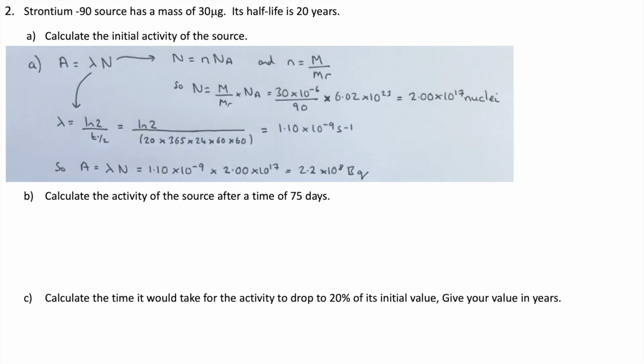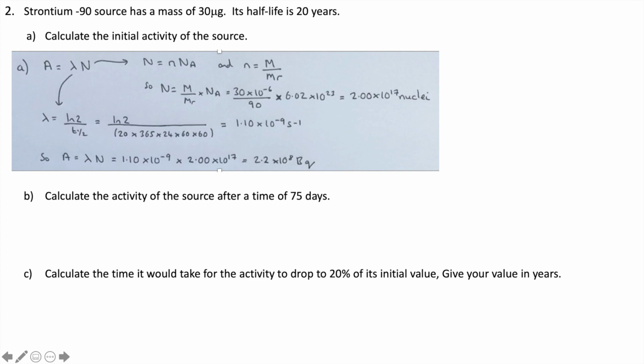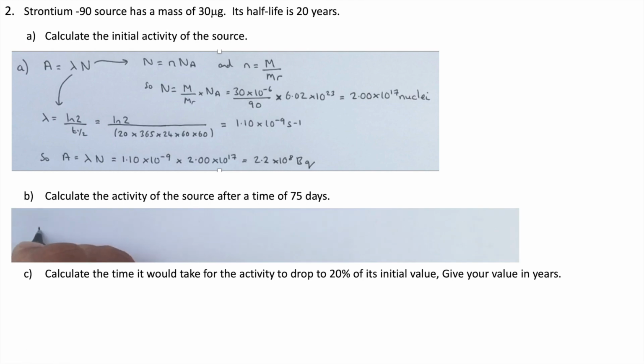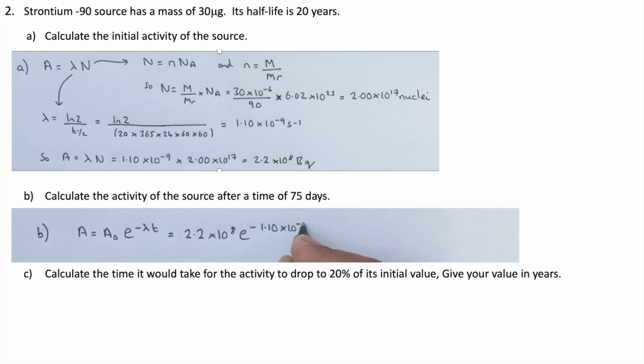So part B asks us to calculate the activity of the source after a time of 75 days. So we can just use the equation A equals A naught e to the minus lambda t. Remembering we must match the units of time and the decay constant. Our decay constant is in seconds to the minus 1, so we need to convert 75 days into seconds. This gives us the following activity.